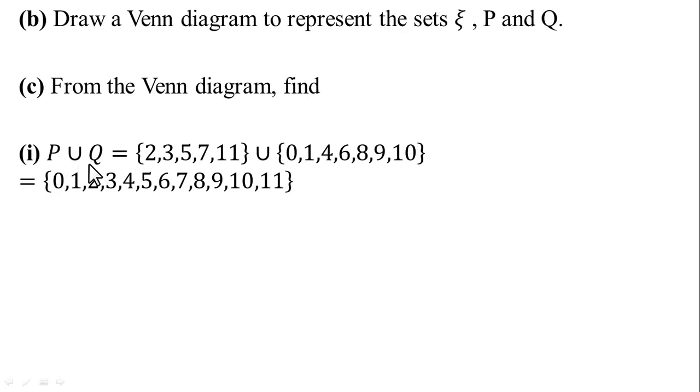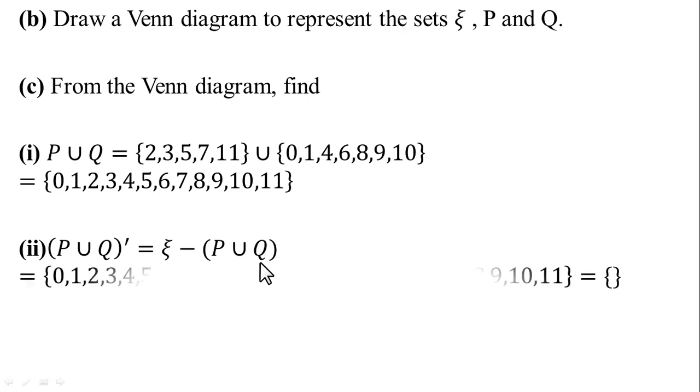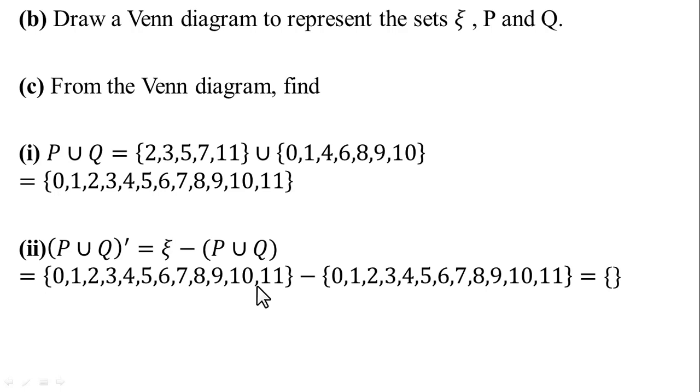This is the answer of P union Q. And in second part, P union Q whole prime. This means that universal set minus P union Q. So first of all, write the elements of universal set minus elements of P union Q. So both elements of set are the same.